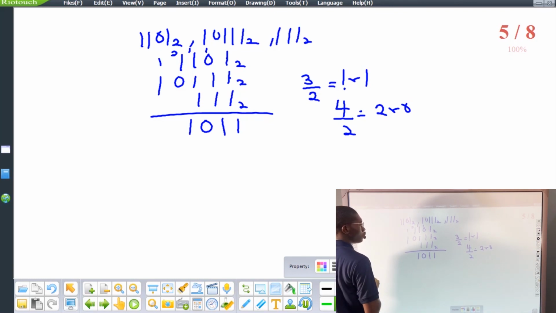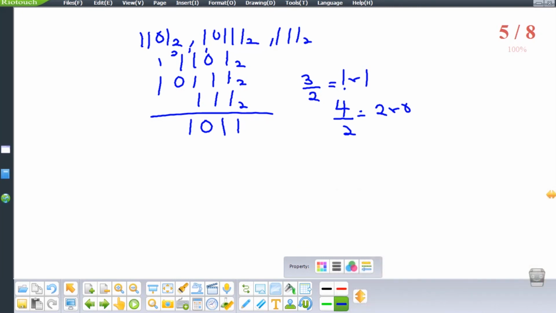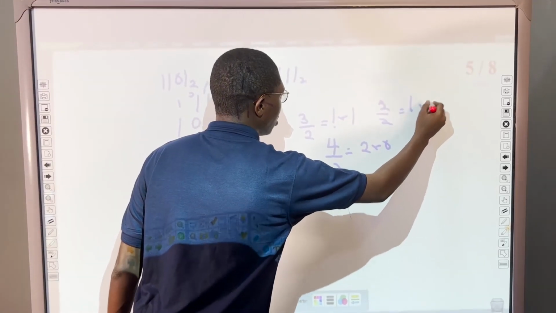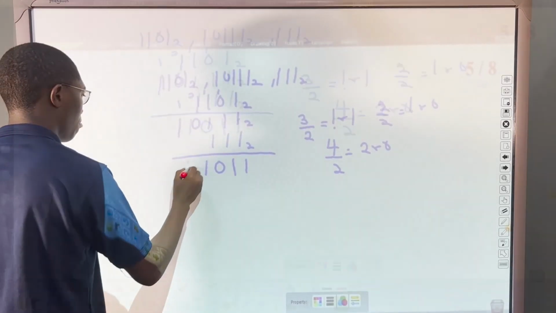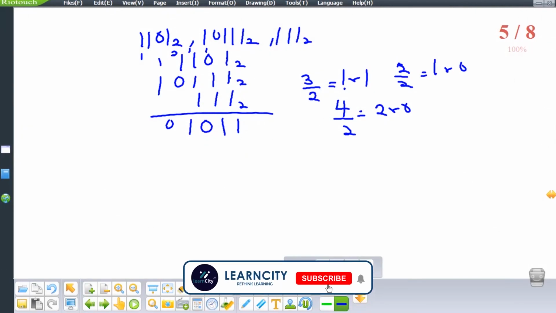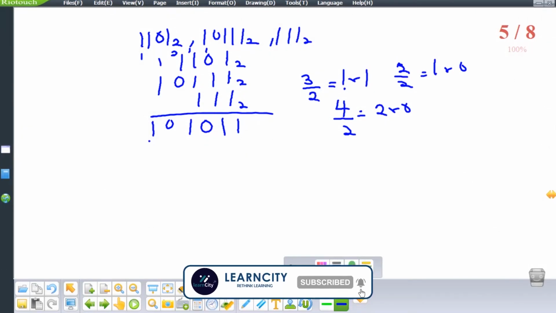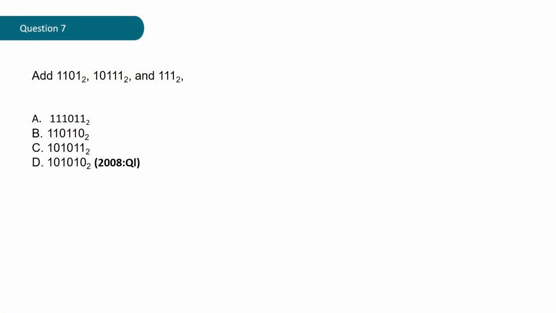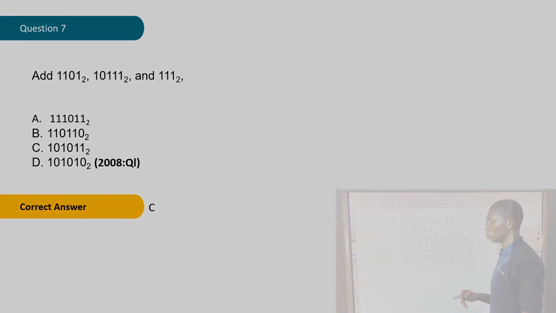1 plus 1 is 2. 2 still is not a base 2 number. We have to get the derivative. That is 2 divided by 2 equals 1 remainder 0. We write our remainder, we keep our 1. Nothing is here, so we have 1 plus nothing, still 1. So this is the final answer, all in base 2. So the correct option for that is option C, 101011 base 2.